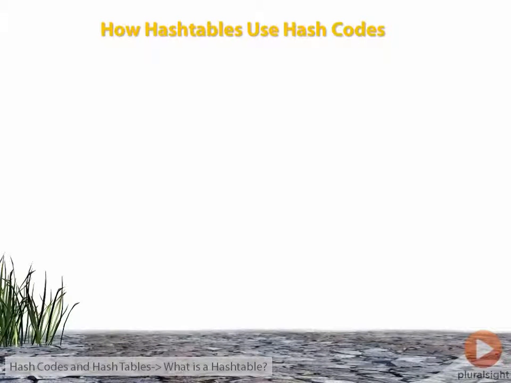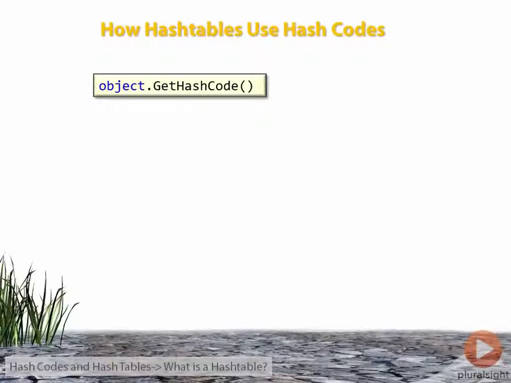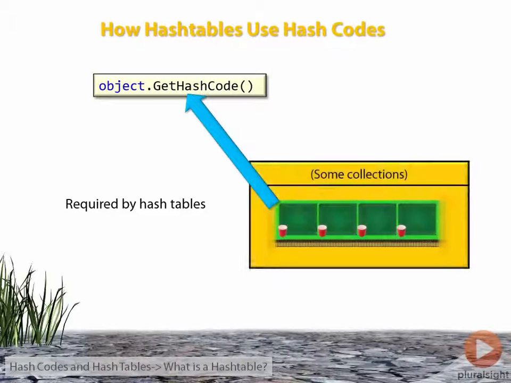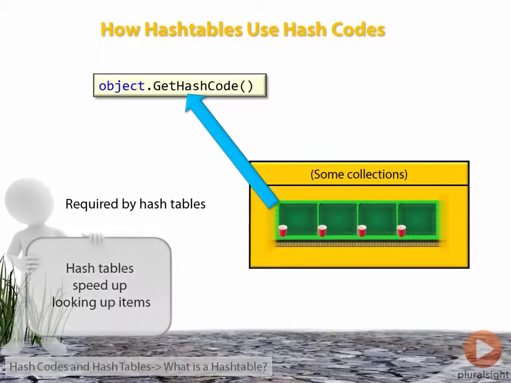As you know, hashcodes and the getHashCode method exist in .NET in order to allow types to be used in hash tables. Hash tables in turn are used inside some collections, and their purpose is to speed up the process of looking up an item in the collection.